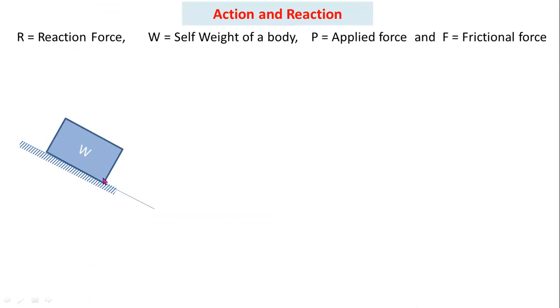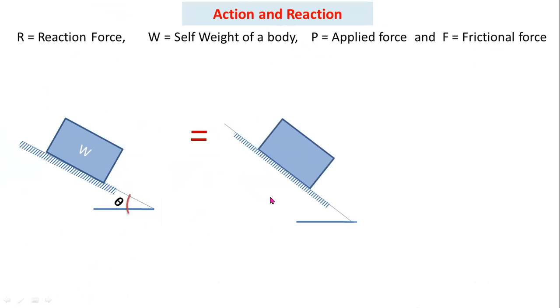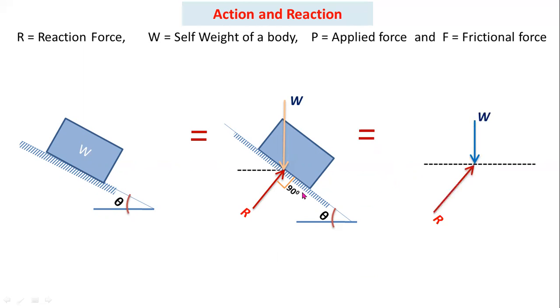This is a rough inclined plane. This inclined plane makes an angle theta with respect to the horizontal. This angle theta is called the angle of repose. In this condition also the self weight W acts vertically downwards, and the reaction force makes an angle of 90 degrees with respect to the inclined support. This is a reference horizontal line. This is the reaction force. This is the vertically downward self weight force.